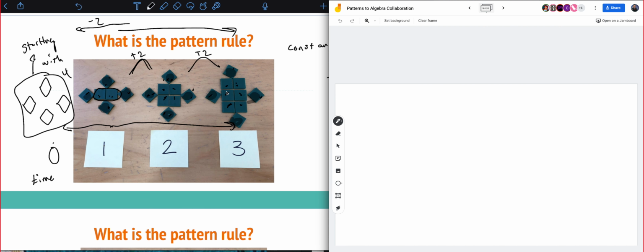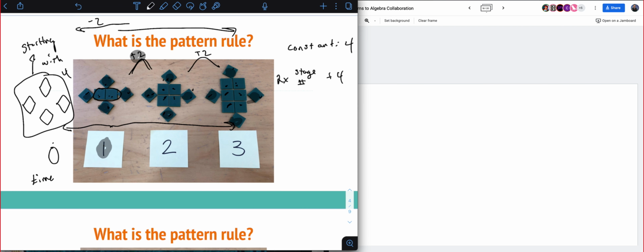Okay, how is the pattern growing or changing? It could be decreasing too. We haven't done any of those yet, but in this particular question, we're adding 2 each time. Another way to say adding 2 each time is we take whatever the stage number is and multiply by 2. So let me reword this: it's 2 times the stage number plus 4. That's going to equal, sorry, you guys can't see that, that's going to equal the number of tiles.